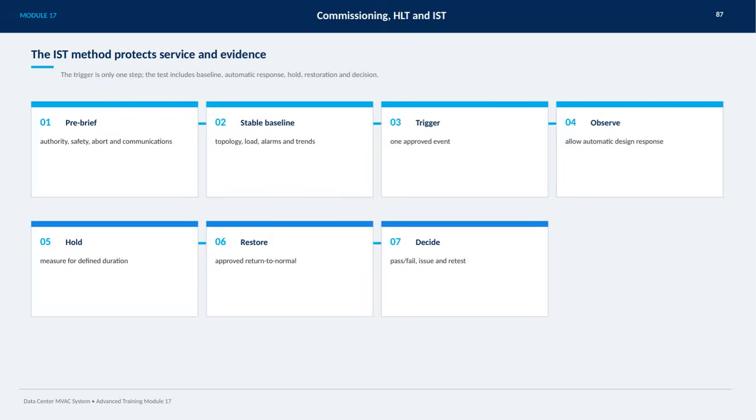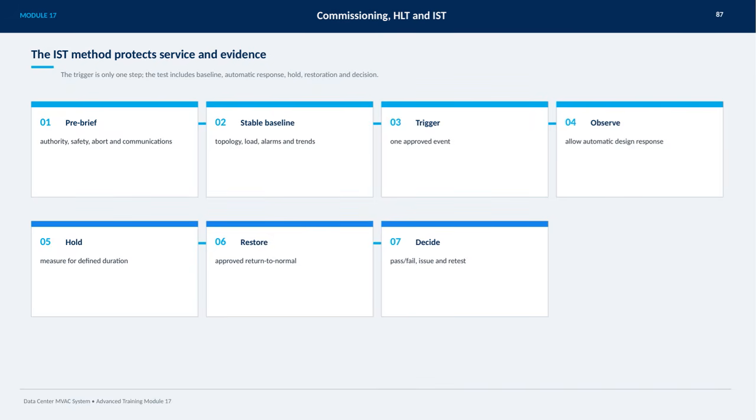Here we see how the IST method is designed to protect both the service and the integrity of evidence during testing. The key idea is that the trigger itself is just one step in a comprehensive process. This process includes establishing a stable baseline first, ensuring everything from topology to alarms are well understood. Then, after confirming authority and safety in the pre-brief, a single approved trigger event initiates the test.